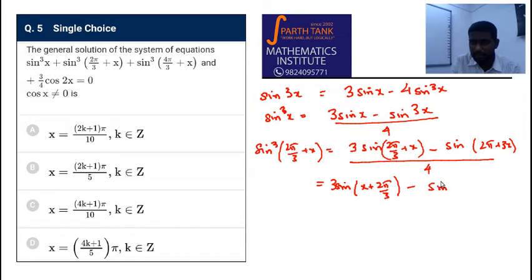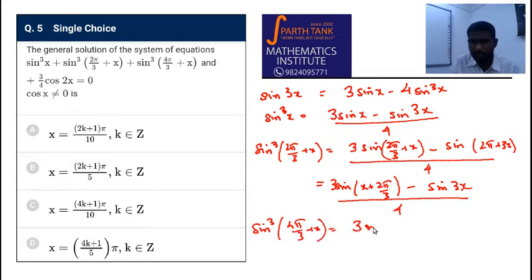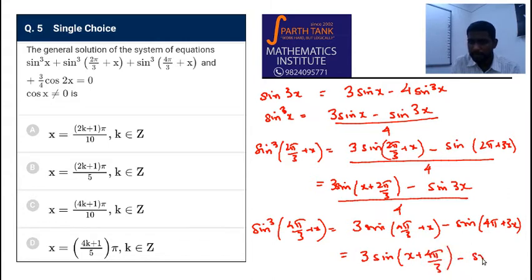This is nothing but sin 3x, because it's a multiple of 2 pi, which brings the angle to the first quadrant, divided by 4. The same way I can write sin cube of 4 pi by 3 plus x as 3 sin of 4 pi by 3 plus x minus sin of 3 times the angle, which gives 4 pi plus 3x. Again, 4 pi is a multiple of 2 pi, first quadrant angle. So this is nothing but 3 sin of x plus 4 pi by 3 minus sin 3x, the whole thing divided by 4.